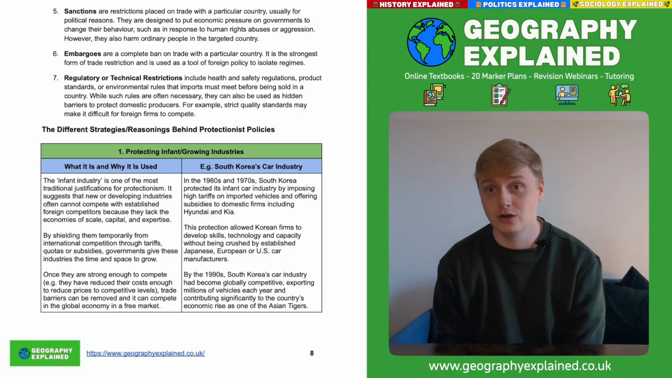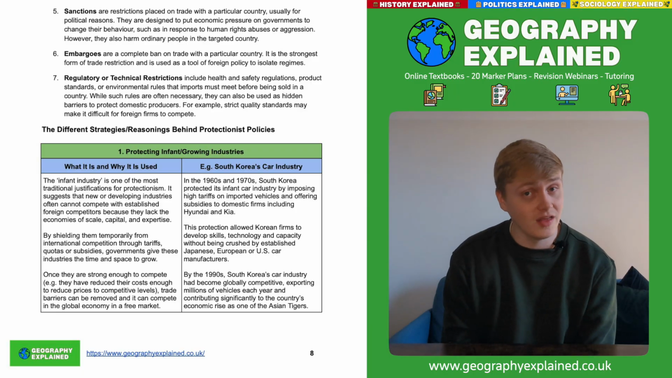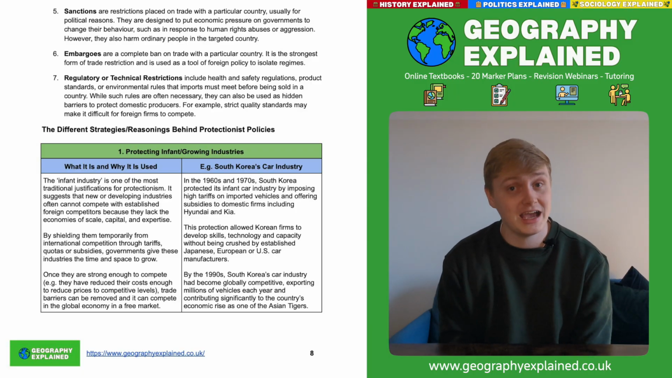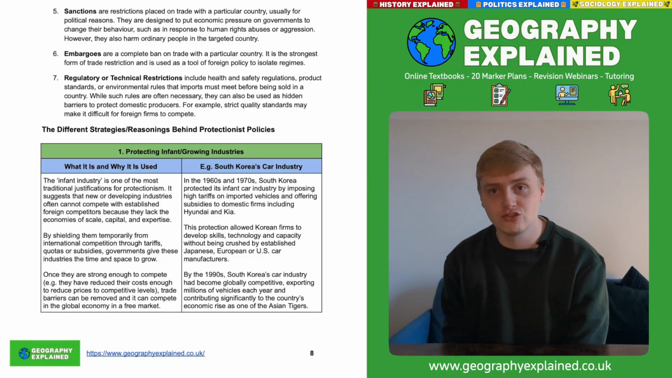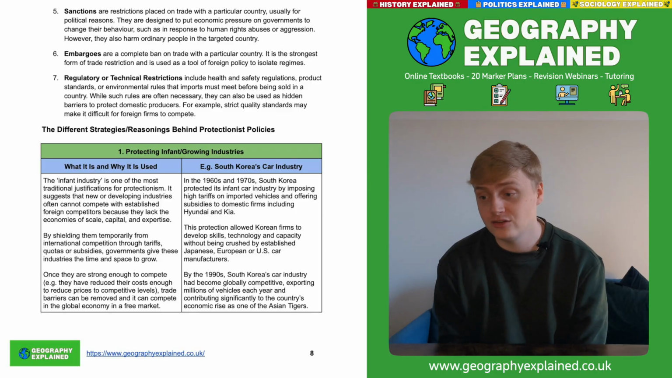On the one hand, it can be argued that free trade really benefits economic development. We'll look at these arguments at the end. But on the other hand, we can argue actually that sometimes protectionism can, and that's why these measures are often used by governments. So first of all, it's to protect infant or growing industries.